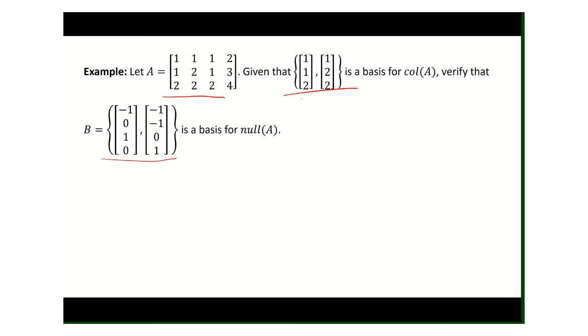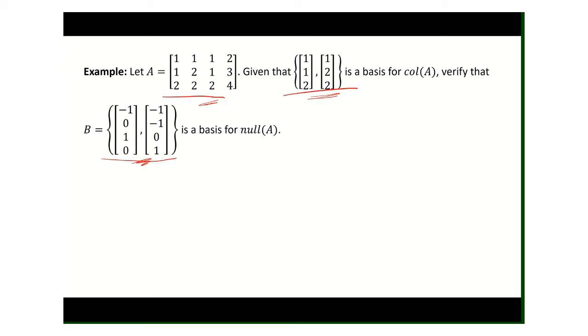So note that the basis for the column space is 2. We have 4 columns in our matrix. So we would expect 2 vectors in the basis for the null space. So that's what we have there. So that seems to be right. But now we want to verify that those 2 vectors are a basis for the null space.